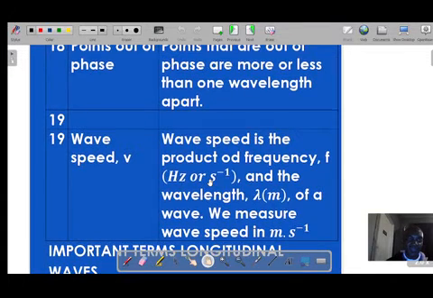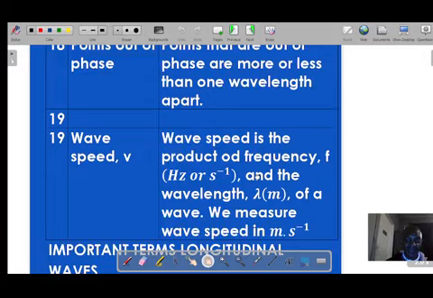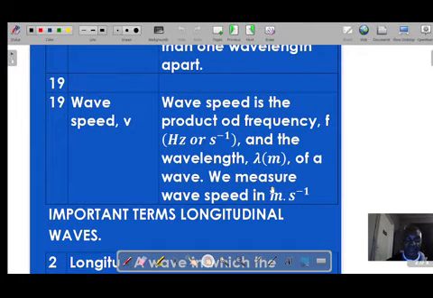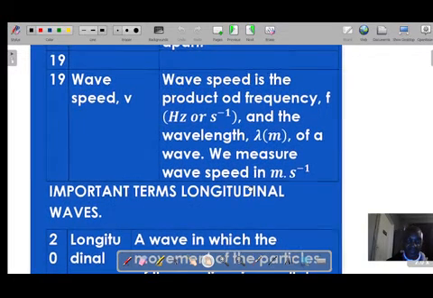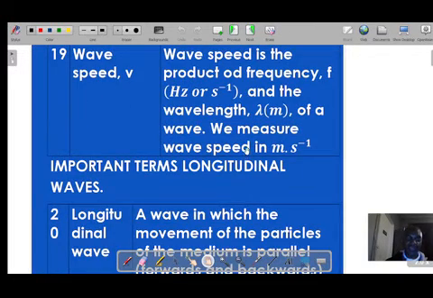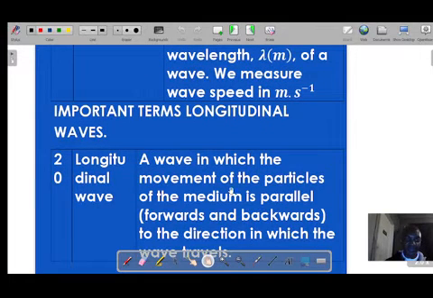And then the speed of the wave, v. The speed is the product of the frequency f and the wavelength of a wave. We measure the speed in meters per second. So that is to do with the transverse wave, and that's where our text ends. But the other terms have to do with longitudinal waves.